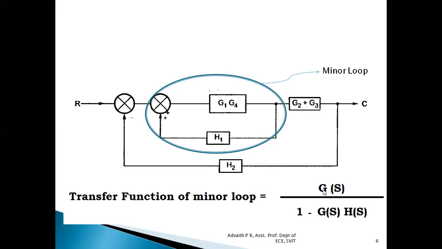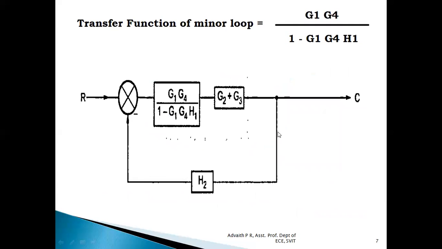Here, g of s is the forward path transfer function. In this particular example, g of s is g1 multiplied by g4. H of s is the gain or transfer function of the feedback path. Here h of s is h1. So when we substitute g of s as g1 into g4 and h of s as h1, we get the transfer function of the minor loop equal to g1 into g4 divided by 1 minus g1 into g4 multiplied by h1.